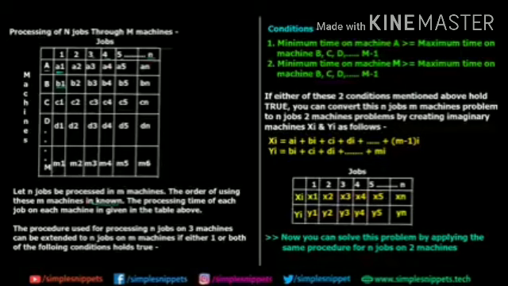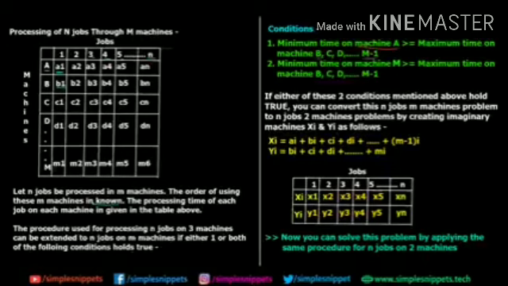So the similar process of converting N jobs 3 machines to an N jobs 2 machines problem can be applied for this type also. That is, the process used for processing N jobs on 3 machines can be extended to N jobs on M machines if either one or both of the following conditions hold true. So again we have 2 conditions, and out of the 2, at least one of them needs to be true. So following are the conditions. Minimum time on machine A is greater than or equal to maximum time on machines B, C through M-1.